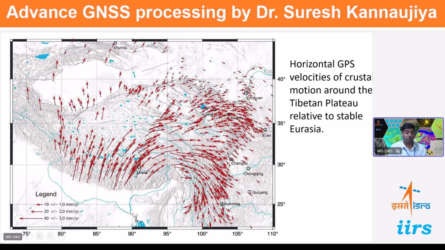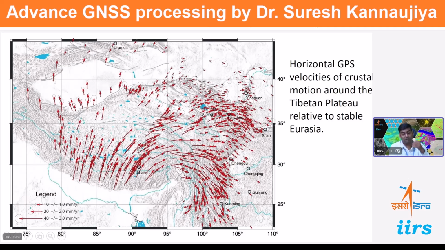Once you get this data processed to millimeter accuracy, you can do many applications, like this crustal deformation study, for instance. You can see this is with respect to the Eurasian plate. This motion is indicated with respect to a fixed Eurasian plate, and here you can see very high velocity, and here the velocity is decreasing.